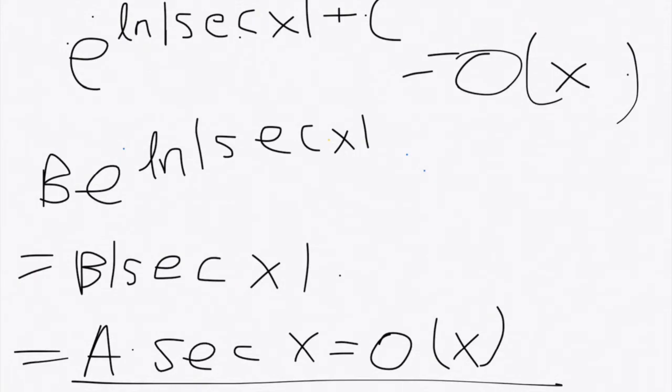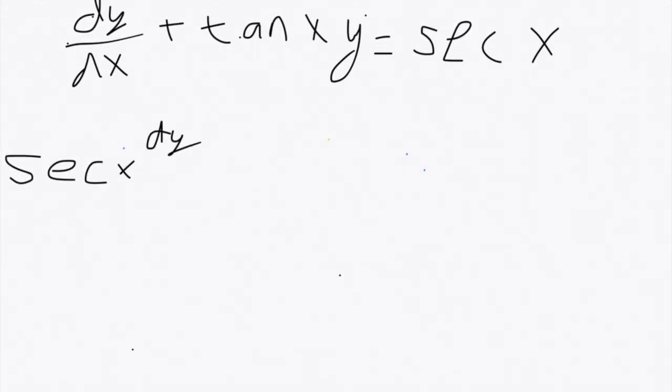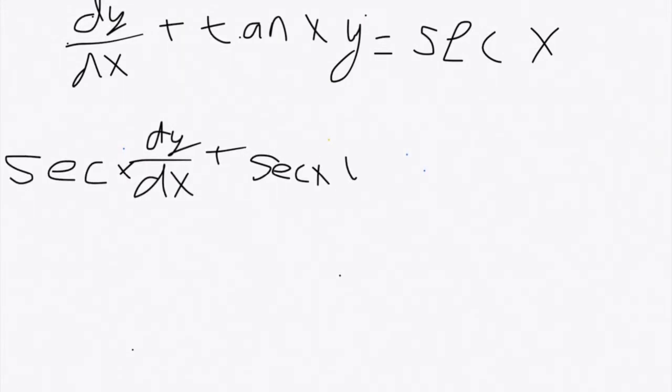So let's go back and plug this in. Our differential equation was dy over dx plus tangent of x times y is equal to secant of x. We're going to multiply every side of the equation by secant of x. So you get secant of x dy over dx plus secant x tangent x times y is equal to secant squared x.